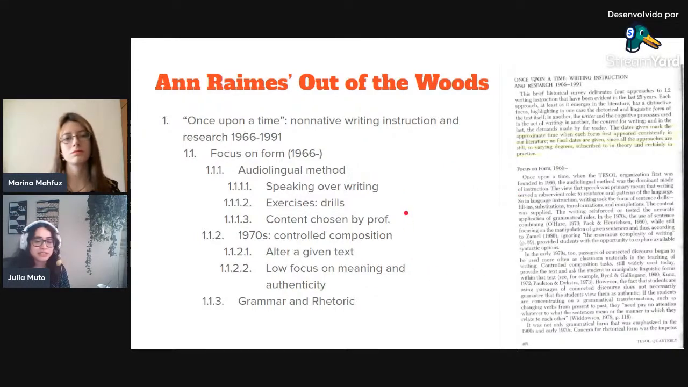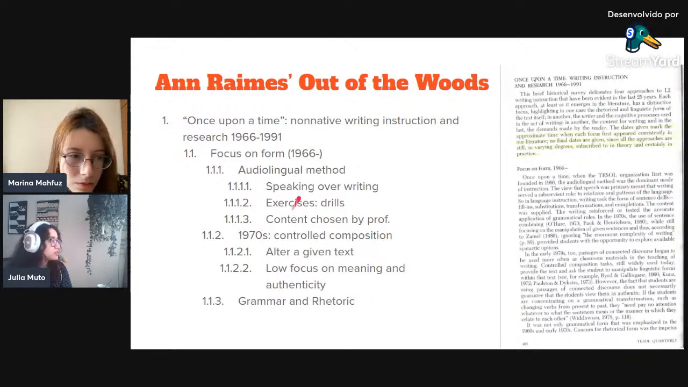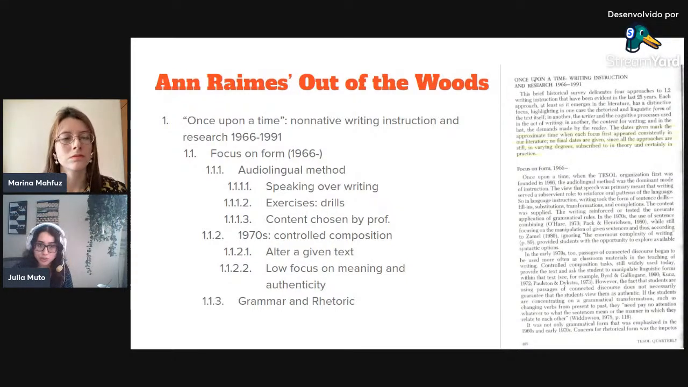But then she gives some details. I want to remind you that this is focusing on writing. So it's going to comment on how writing instruction fits these different methods. So she says, the view that speech was primary meant that writing served a subservient role to reinforce oral patterns of language. So I said speaking over writing. It's a very simple way of paraphrasing what she wrote.